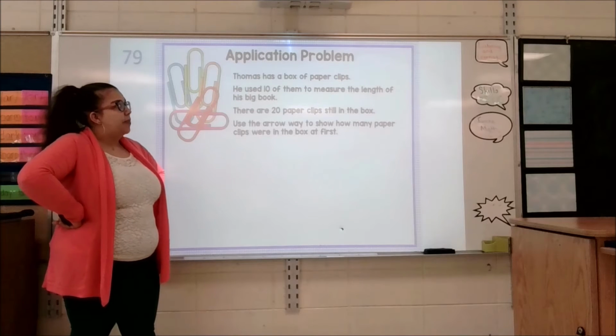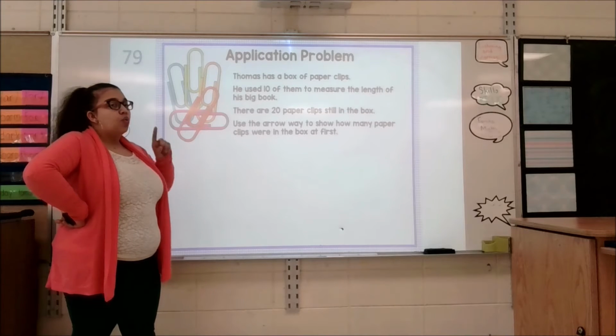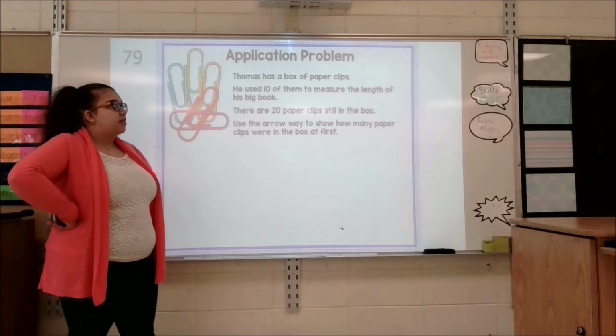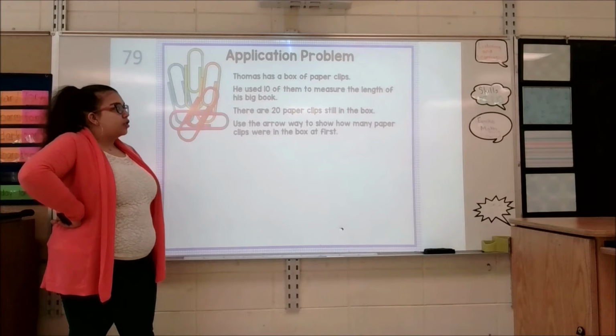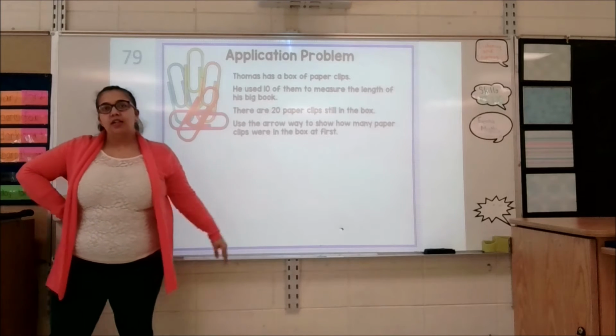Thomas has a box of paper clips. He used 10 of them to measure the length of his big book. There are 20 paper clips still in the box. Use the arrow way to show how many paper clips were in the box at first. Okay, go ahead and let you see that nice and clear.